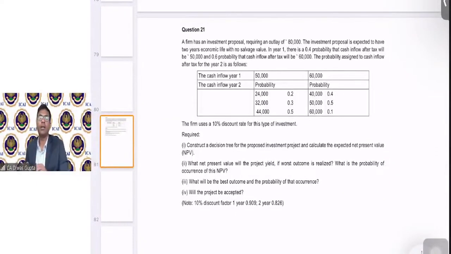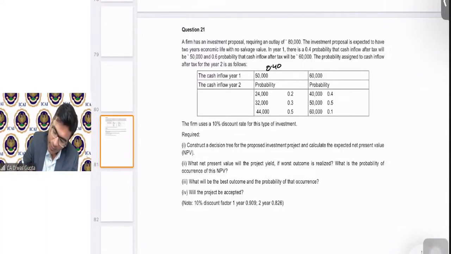Question number 21. A firm has an investment proposal requiring an outlay of 80,000. The investment proposal is expected to have 2 years economic life with no salvage value. In year one, there is a 40% probability that cash inflow after tax will be 50,000 and 60% probability that it will be 60,000. So this has a 40% probability and this has a 60% probability.